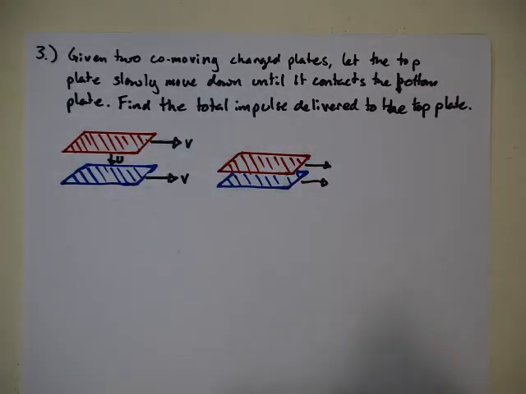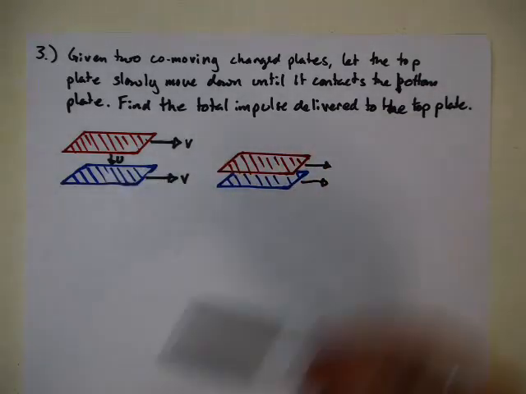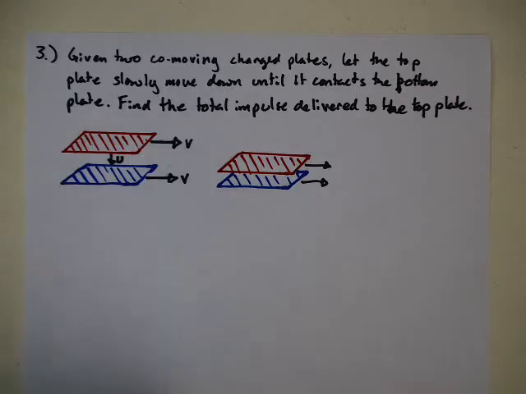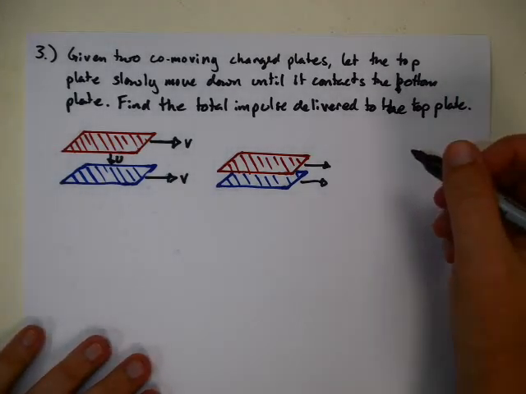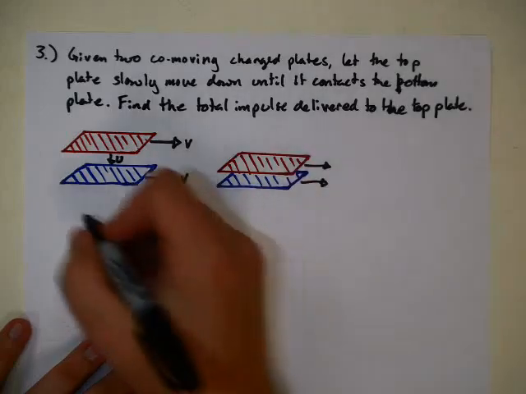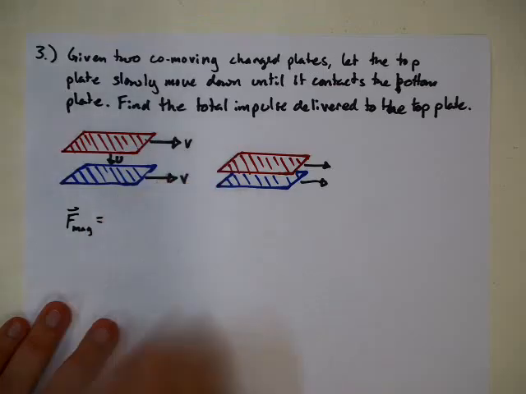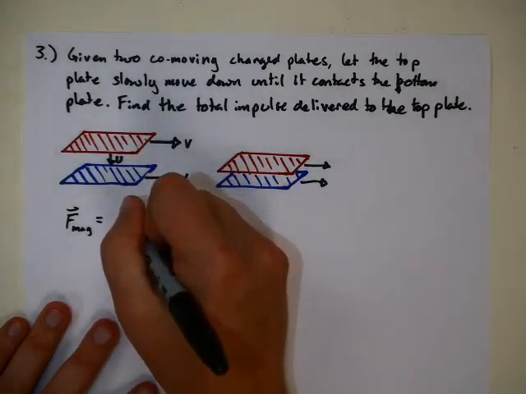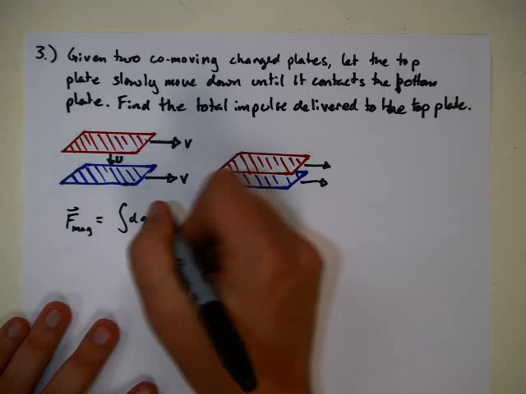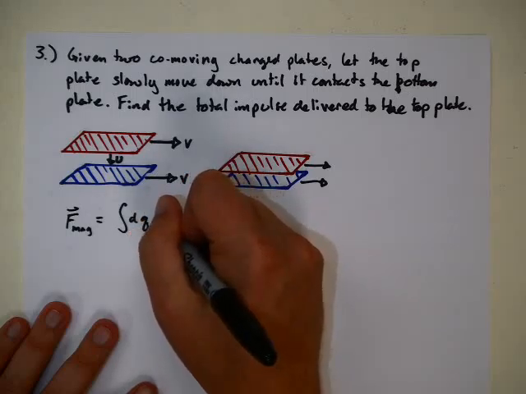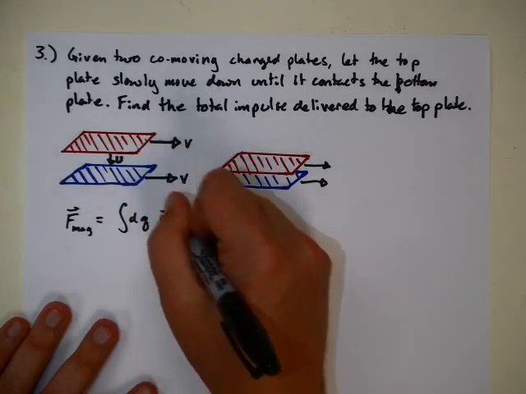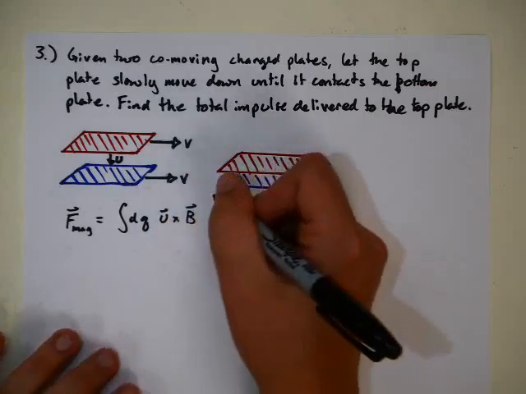And so it feels a magnetic force due to a moving charge in a magnetic field. The request here is to find the total impulse delivered to the top plate as it moves down until it contacts the bottom plate. To do that, we simply use the definition of the magnetic force. So the magnetic force is, let's see, this is the integral of dq, in this case, I'm going to put u cross the magnetic field.